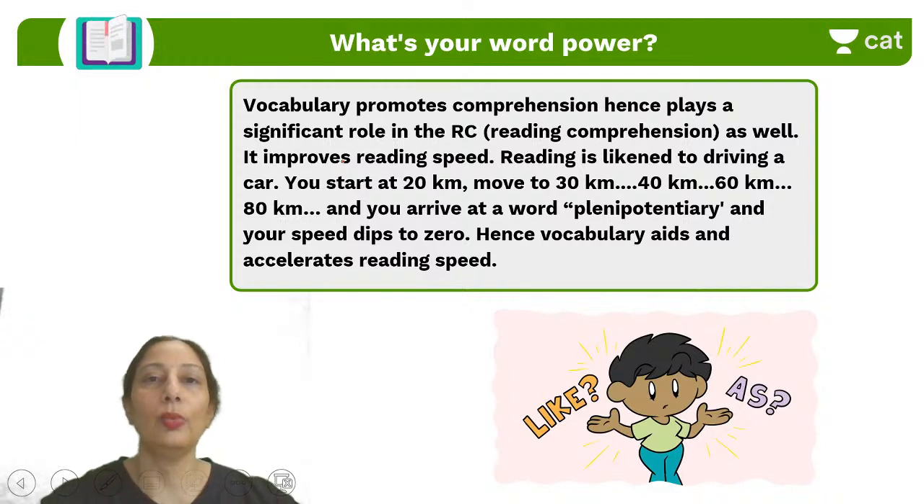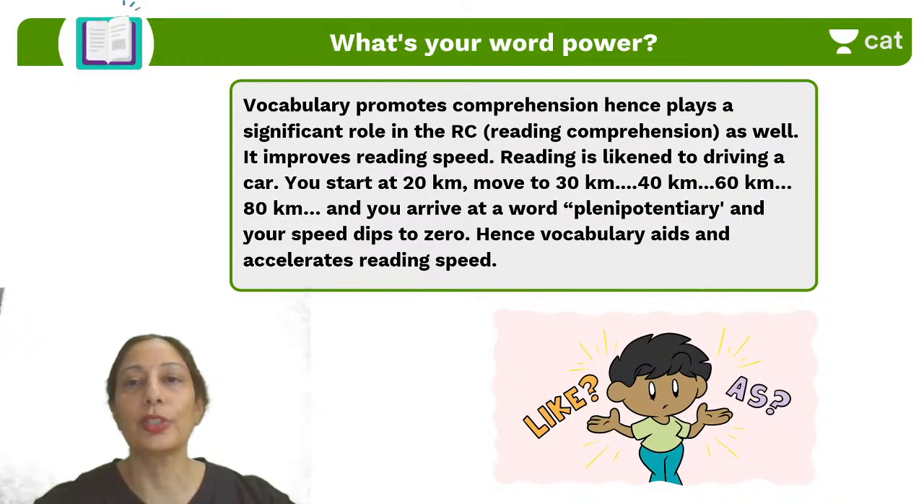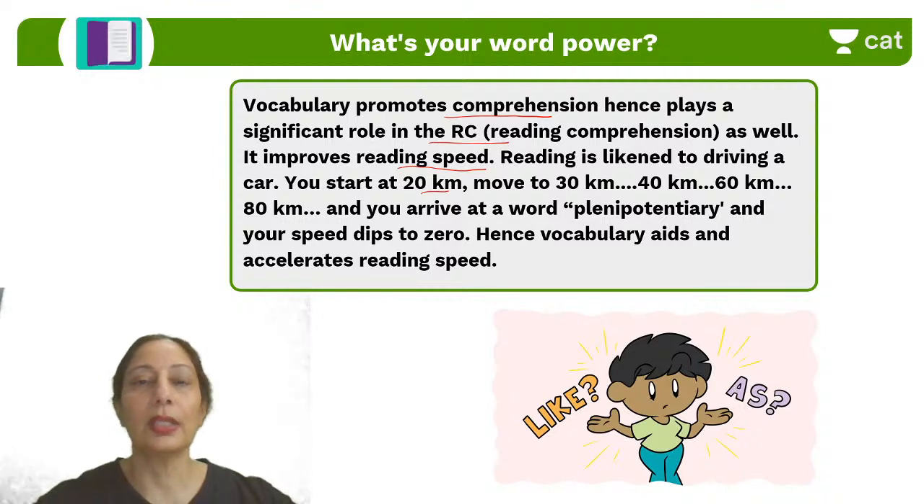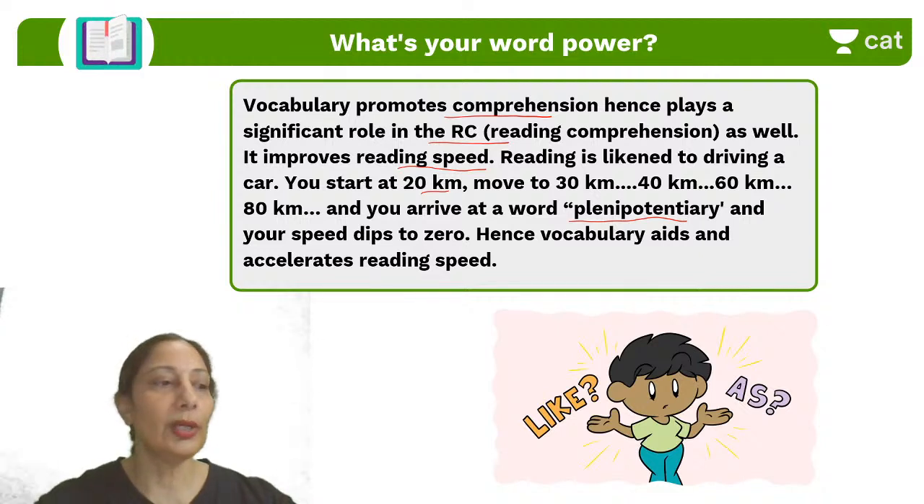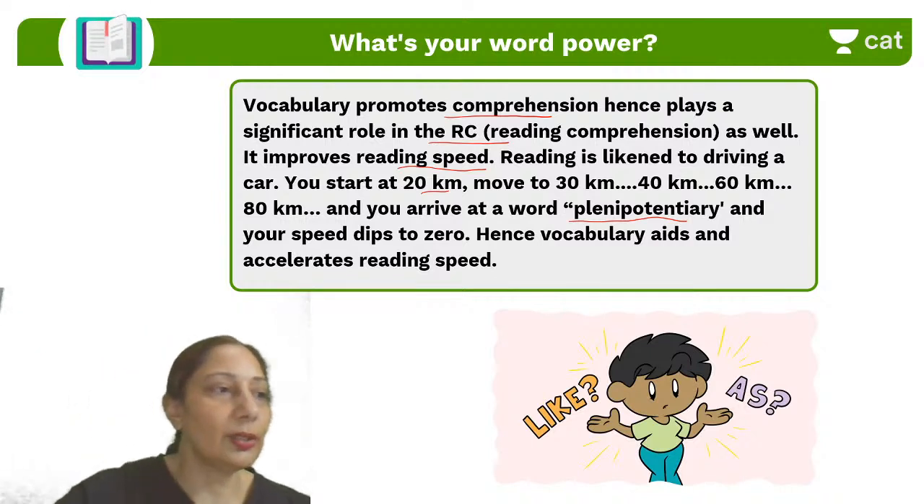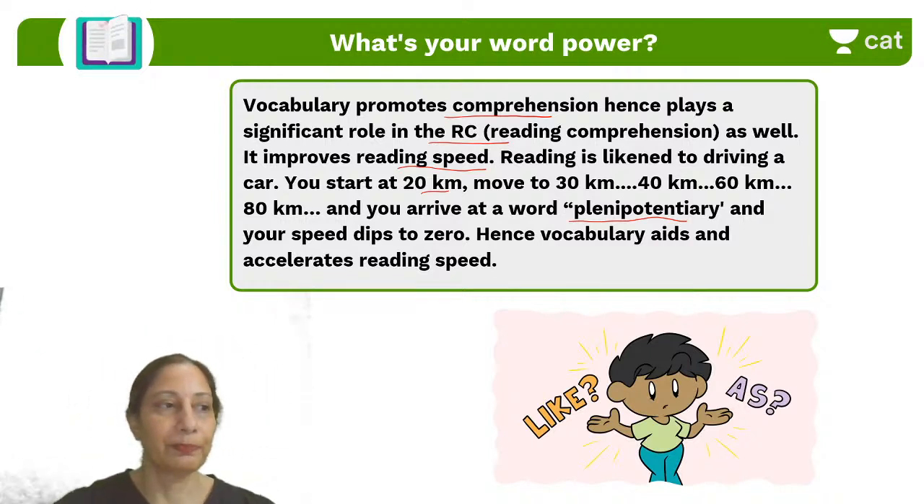Yes. So I wanted to tell you that vocabulary promotes comprehension. Hence, it plays a significant role in reading comprehension. It improves reading speed. Reading is like driving a car. You start at 20 kilometers, 20, 30, 40, 60, and you arrive at a word like plenipotentiary. Then your speed drops to zero. So what happens is if you don't know the meaning, what does acumen mean, Jagrati? Acumen also means being very sharp, just like acute. He's a businessman with an acute acumen or sharp acumen, you say.